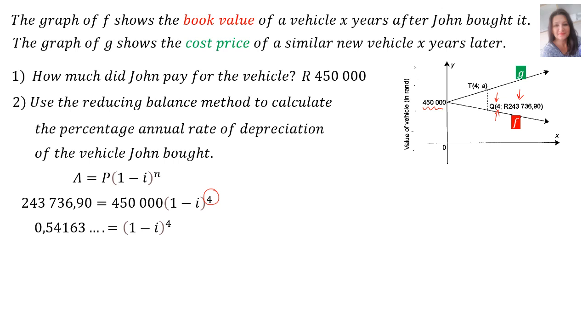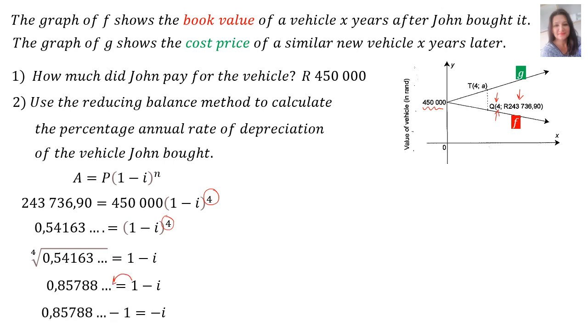And I end with 0.54163. To get rid of the to the power of 4, I will take the fourth root. And then I end with 0.85788. And then in the next step, the 1 will walk across, and I end with 0.14211. Now you will say, what happened to the minus? When you do 0.85788, in fact, you end with the minus there, and then there was still a minus on the right hand side. And then what I did, I divided right through by a negative, and therefore it became a positive. I left out a step.